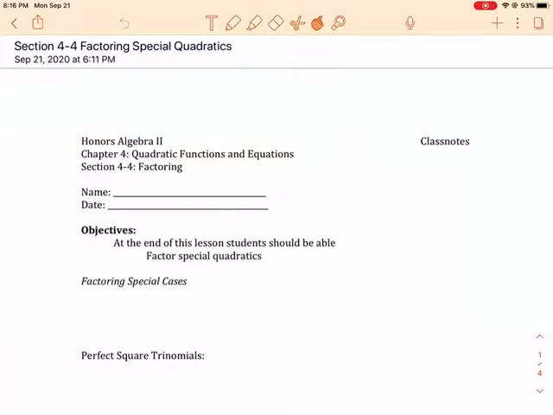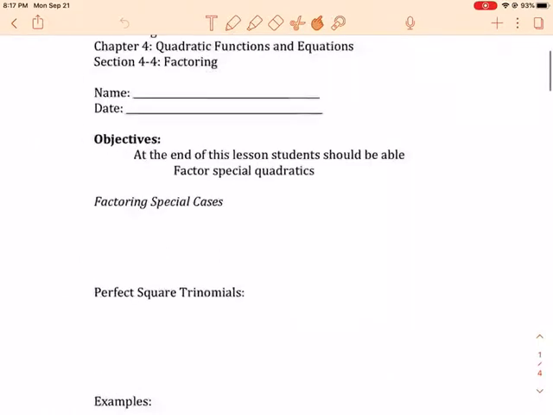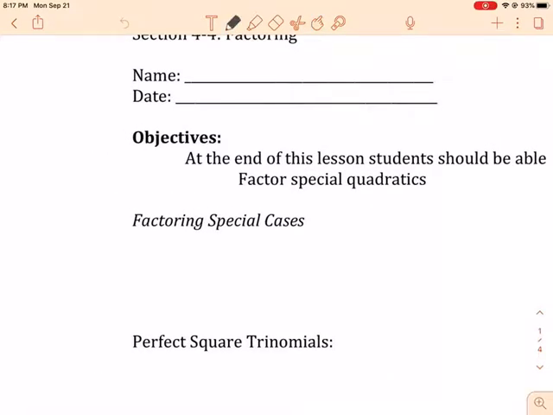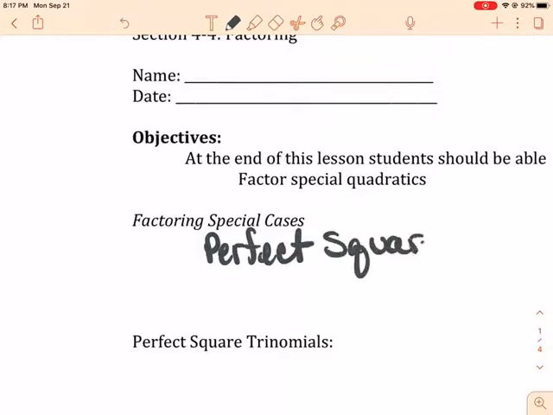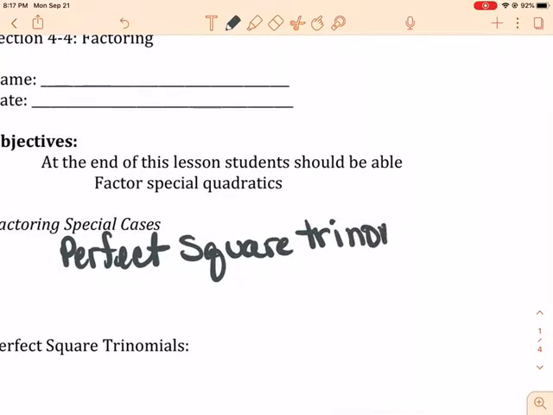Hi everyone. So today we're going to work on factoring special quadratics. Now there are a whole slew of special factoring that we're going to look at, but we're only going to focus on quadratics, which means these guys are x squareds. There are two that we're going to focus on today, and the first one is called perfect square trinomials. And the second one is called difference of squares.